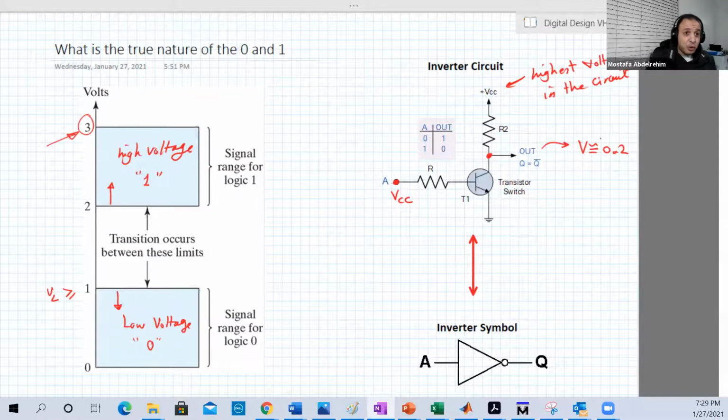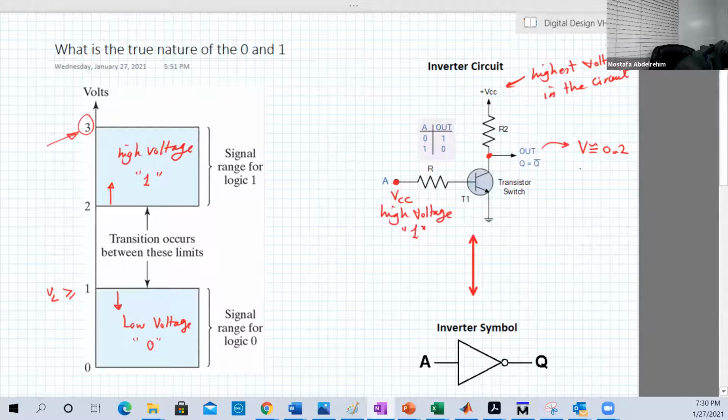So basically, when we put a high voltage, which is 1, we get here a low voltage, or as a symbol, 0.